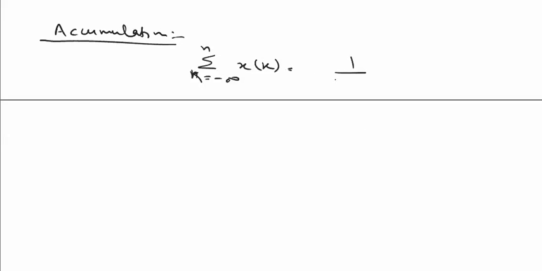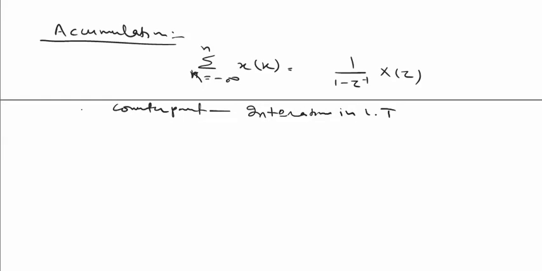Next property, accumulation. Accumulation is represented by sum of k from minus infinite to n xk equals 1 upon 1 minus z inverse times X of z. It is known as accumulation property. Accumulation is the counterpart of integration in Laplace transform.